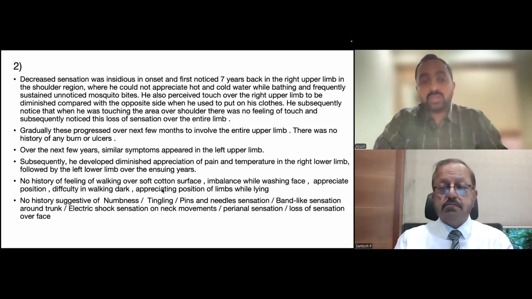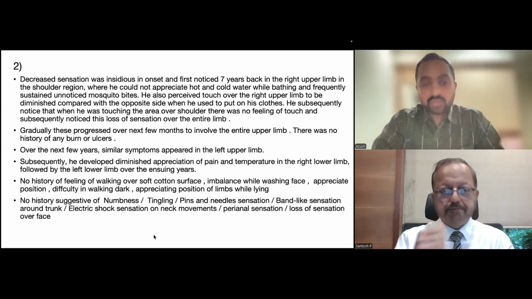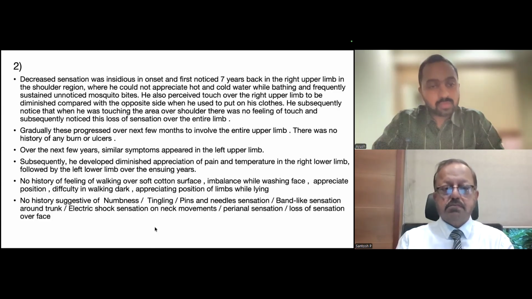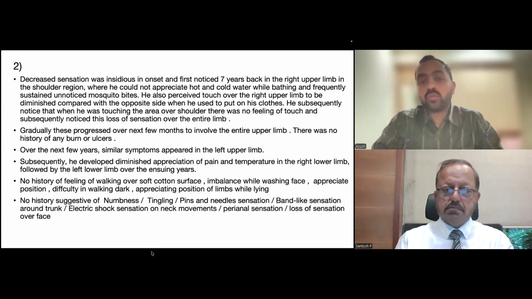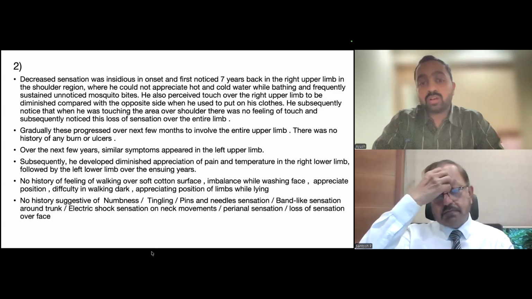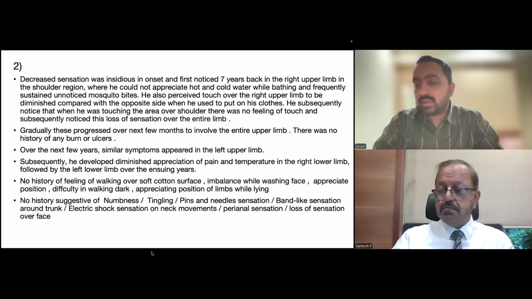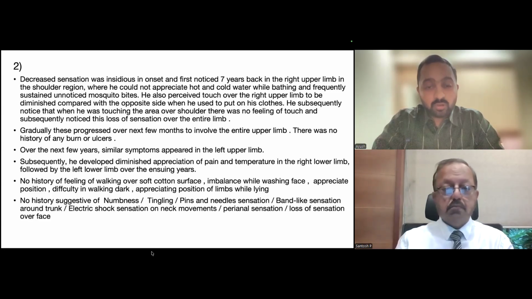There was no history of any burn or ulcers. Over the next few years, similar symptoms appeared in the left upper limb. Subsequently, he developed diminished appreciation of pain and temperature in the right lower limb, followed by the left lower limb over the ensuing years. There is no history of feeling of walking over a soft cotton surface, imbalance while washing face, appreciating position, difficulty in walking down, or appreciation of position of limbs while lying. No history suggestive of numbness, tingling, pins and needles sensation, band-like sensation around the trunk, electric shock sensation on neck movements, perianal sensation, or loss of sensation over the face.